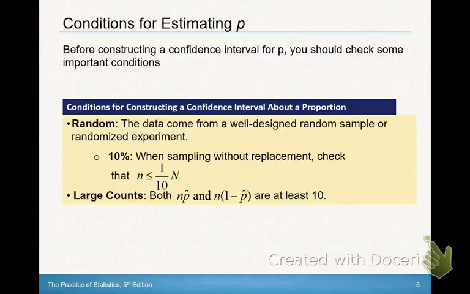Before we can construct a confidence interval for p, we have to check some important conditions. First, it has to be a random sample, so a well-designed random sample or randomized experiment. It also has to pass the 10% rule, because if we sample without replacement, which is often what happens, especially when you're doing surveys, the sample size has to be less than or equal to 10% of the total population size. That's nothing new. And for large counts, since we don't know p, we have to check n times p hat and n times q hat and make sure they're at least 10.